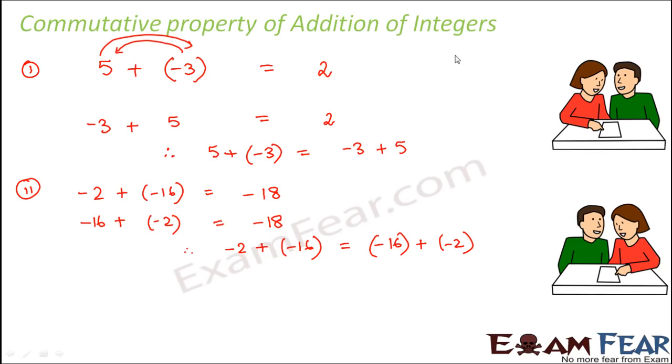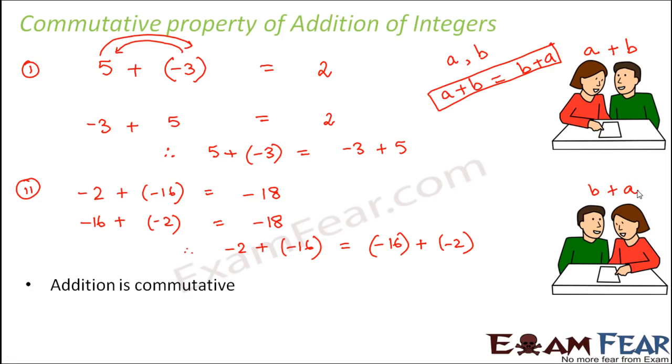This proves that if you have any two integers a and b, then a plus b is always equal to b plus a. So this picture also tries to tell the same thing. If this is a and this is b, then a plus b is the same as b plus a. So we say that addition of integers is commutative. This property is called commutative property. So for any two integers a and b, a plus b is equal to b plus a.